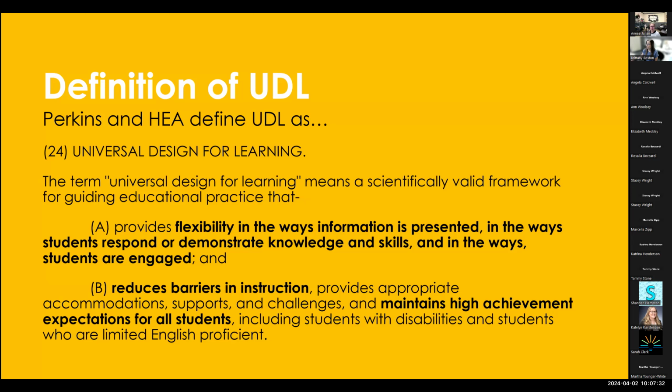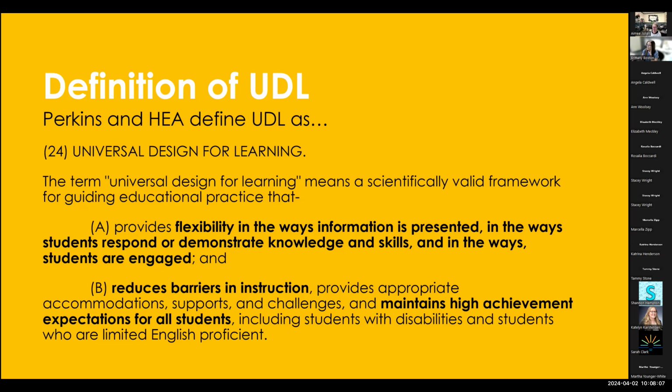So universal design is legislated. It's in the law. It's coming out of the Department of Education. Human-centered design is more coming out of the Department of Labor, and you're going to see similar concepts. The definition of UDL is in both Perkins and the Higher Education Act, and it's a scientifically valid framework for guiding educational practices that provide flexibility in the ways in which information is presented, in the ways in which the students can respond and demonstrate knowledge and skills, in the ways students engage. So you're looking at how do you make things more human-focused through universal design.